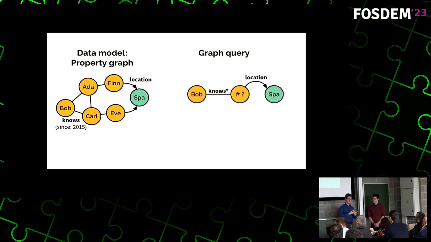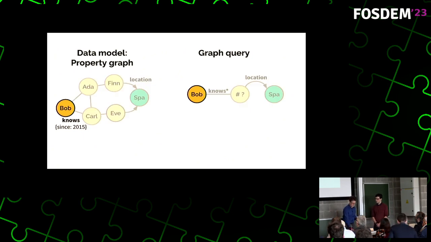And if we want to run a query on this system, we can use a graph query where we look for matches of a given graph. So here, the query says we want to start from Bob. We want to use an arbitrary number of edges to reach some person who lives in Spa, and we want to do an aggregation to return the number of those people.